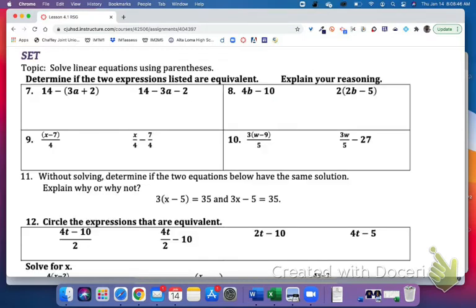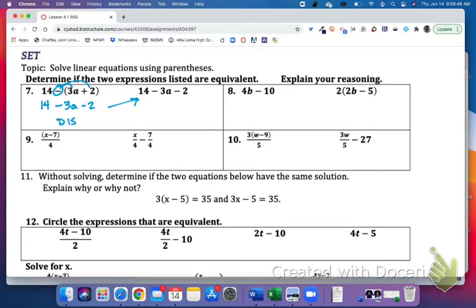For the set portion, we're looking at the lesson itself of what we just did, being able to undo things and try to find inverses. So I've got this 14 minus 3a minus 2. I need to see if it is equivalent to this here. Well, when we've got something outside the parentheses, we can distribute it into the parentheses. So this 14 hangs out outside. And when I multiply it in, negative 3a and minus 2. That is correct. Explain your reasoning.